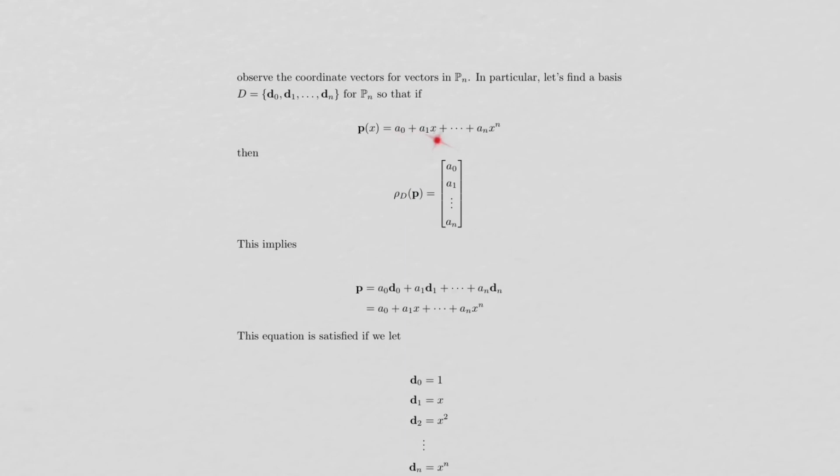So I can just observe by looking at the polynomial what the coordinate vector is. These would be the coefficients of the basis vectors d in the linear combination for P. So P is equal to a0 d0 plus a1 d1, etc., up to an dn. And P is this polynomial, a0 plus a1x plus up to an x to the n.